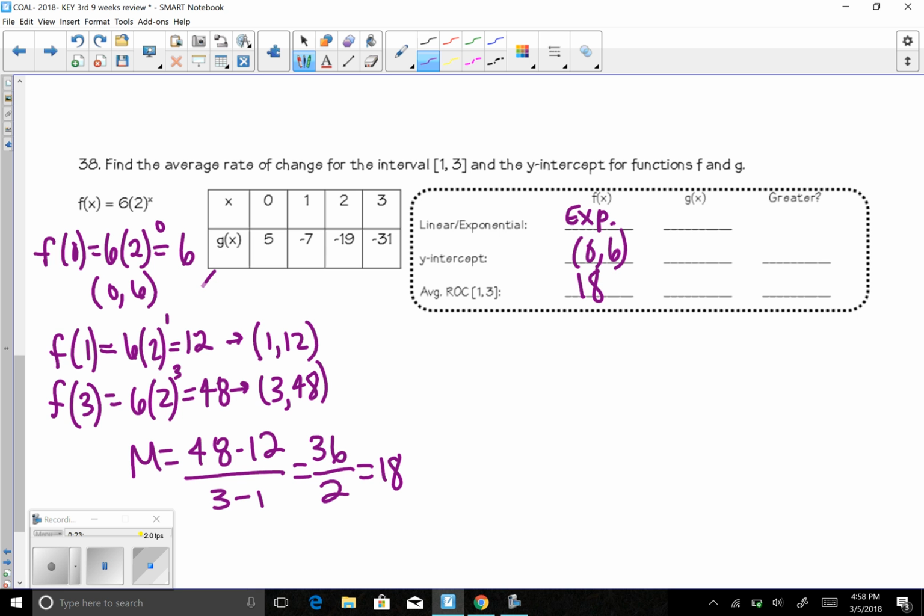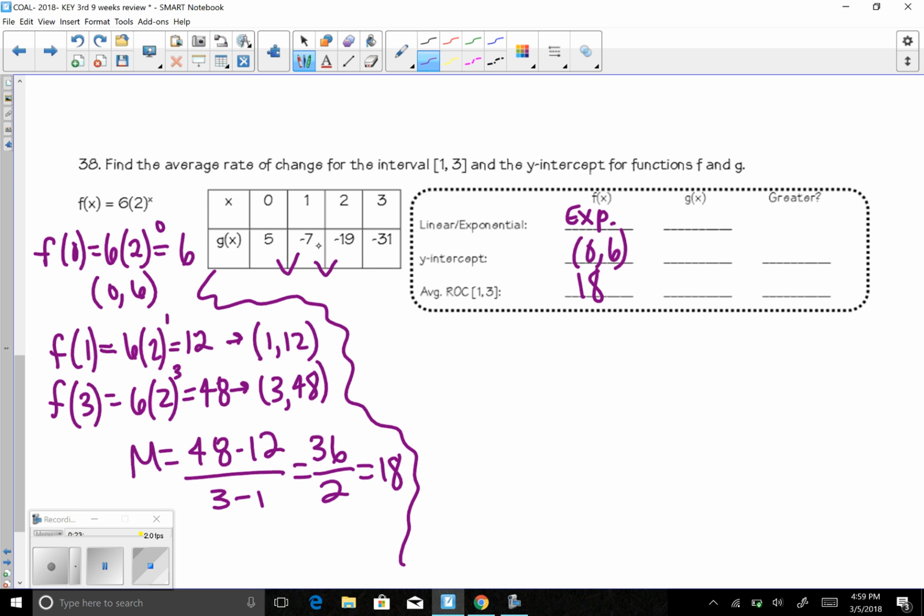So now we need to do the same for g of x. So we need to figure out what's happening. Are we multiplying by something? Are we dividing by something? So one way you can know that you are not multiplying here is because this goes from a positive to a negative, and then they stay negative. So to go from a positive to a negative, you would have to multiply by a negative number. And if you multiply a negative by a negative, this would need to be a positive if you were multiplying, and it's not. So we're probably subtracting some amount.